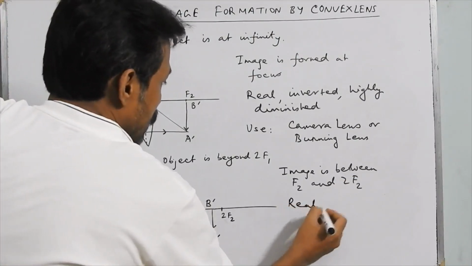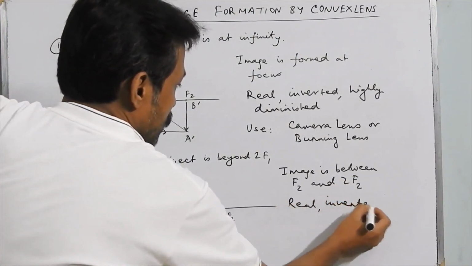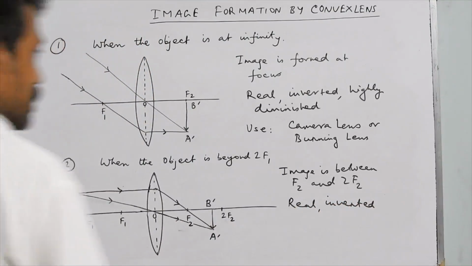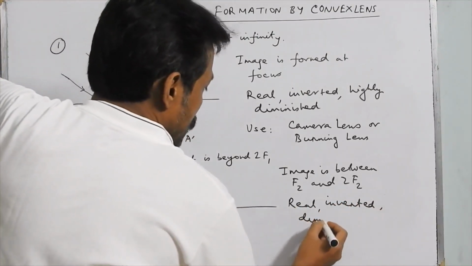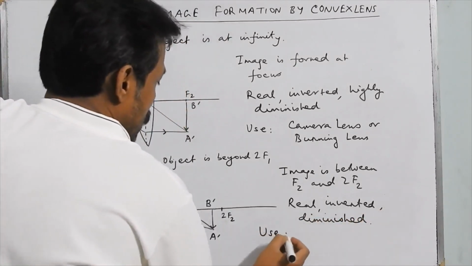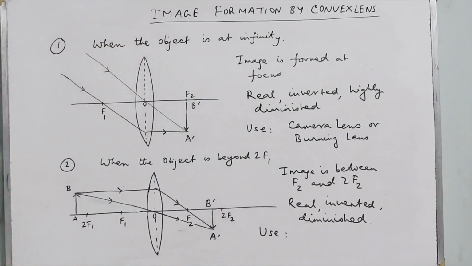The image is real. Real images are always inverted, and the image is diminished, quite diminished, but not highly diminished. This type of image formation by the convex lens is also used in a camera, where the object is not very far away, unlike the previous case. If the object is not very far away and it is to be photographed, then this type of image formation can be realized in the camera lens.